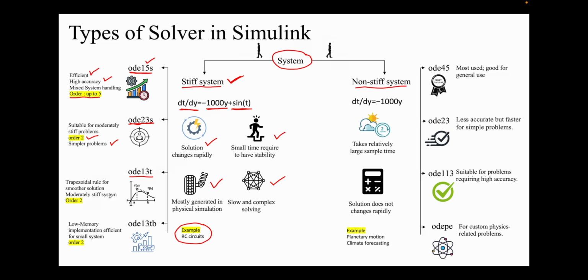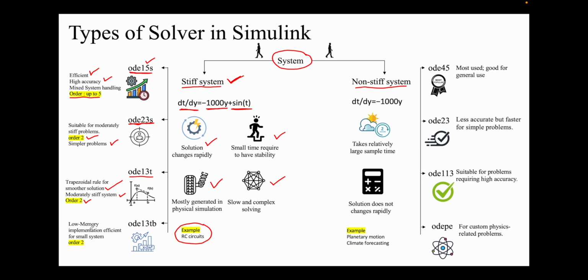Next is ODE23T. Here you will be using the trapezoidal rule. This gives a smoother solution, and it also gives a moderate amount of accuracy. It is used when you do not need very high accuracy. Also, you can see the order of this particular solver.